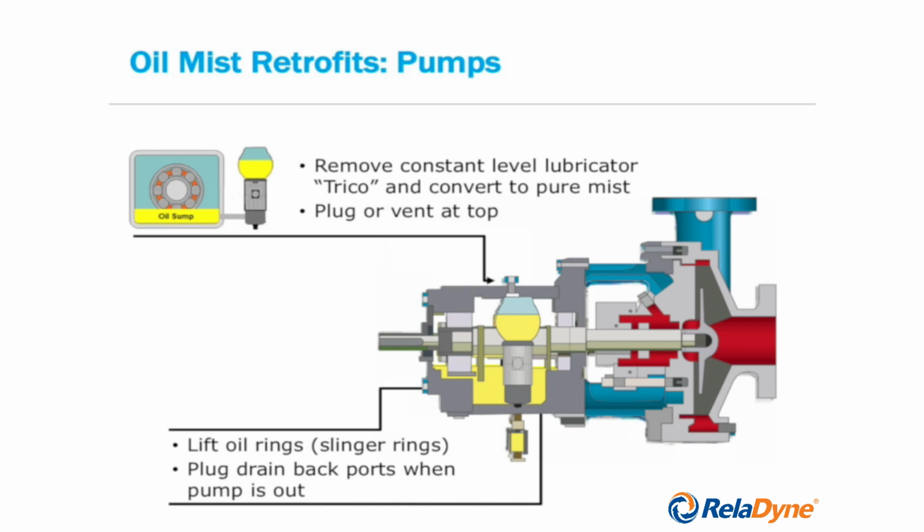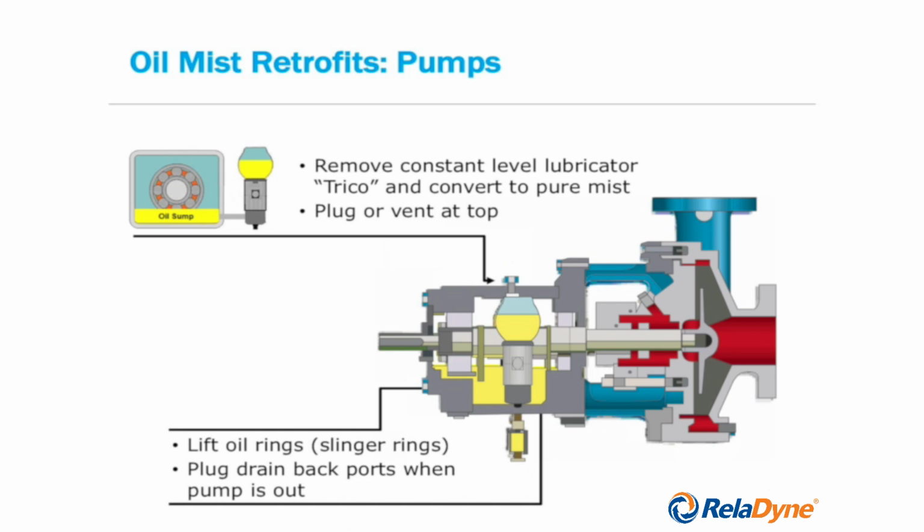Here then we see a retrofit application, very straightforward. One removes the constant level lubricator. Sometimes we use a brand name for these lubricators. Trico is one, very good lubricator generally speaking, but by removing it and converting to oil mist, you no longer have any concern as to, is my workforce diligent and are they doing the proper setting of these oilers? Are they doing the proper installation of the entire shaft system?